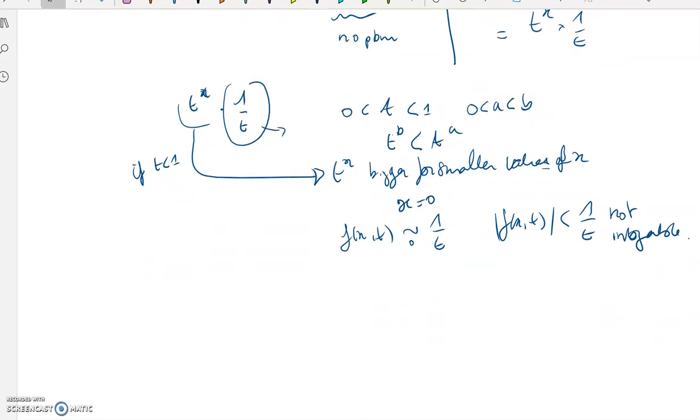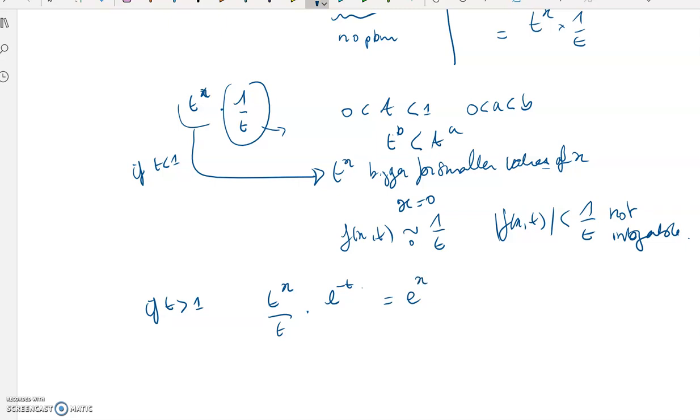And similarly, if t is greater than 1, and I write t to the x divided by t times exponential minus t, so that's it. The thing is that the exponential moderates a lot of things, but what if I take x going to infinity? What's happening? That may be a problem.